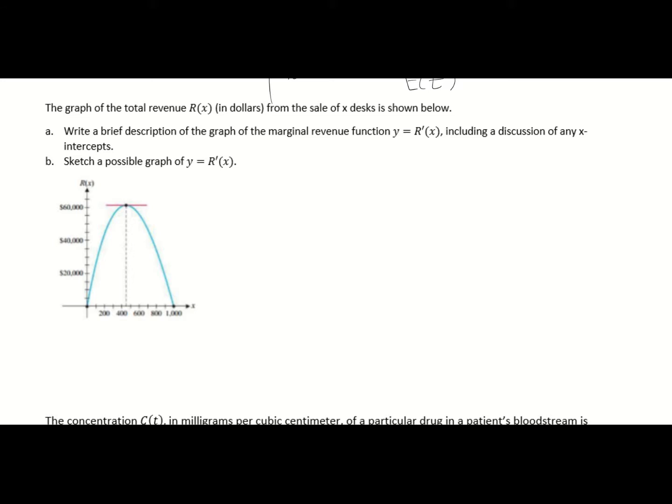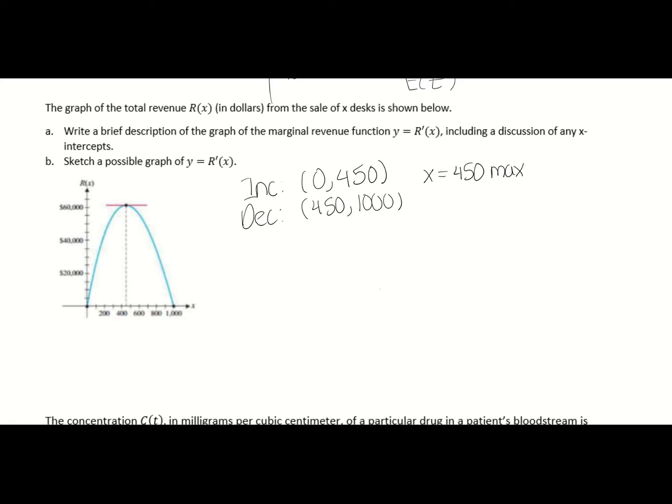So now we want to take a look at where it's increasing, decreasing, and where it's hitting any maximums or minimums. They even draw the horizontal tangent line for you, so you see exactly where the derivative is going to be 0, because the derivative is 0 when it hits a max or a min, or neither, but here it's definitely a horizontal tangent line. So where is it increasing? The graph is increasing from 0 to 450. It is decreasing from 450 to 1000. And at x equals 450, we have a max.